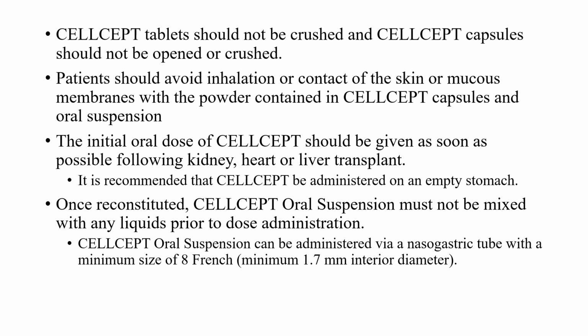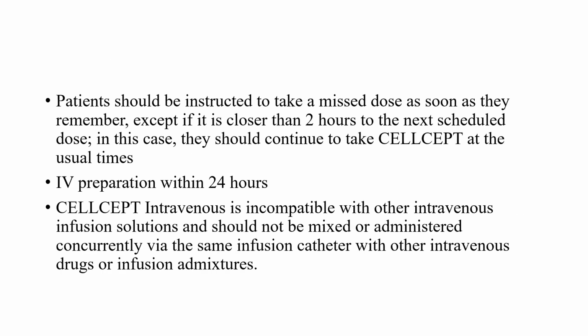The initial dose of CellCept should be given as soon as possible following kidney, heart, or liver transplant. Since it is activated through the enterohepatic circulation, it is best administered on an empty stomach. Since the intravenous preparation does not have any antibacterial preservatives, once it is reconstituted it should be administered immediately, and it should not be mixed with any liquid prior to dose administration. The oral suspension ideally should be given through a Ryle's tube with a minimum size of 8 French, that is 1.7 mm internal diameter.